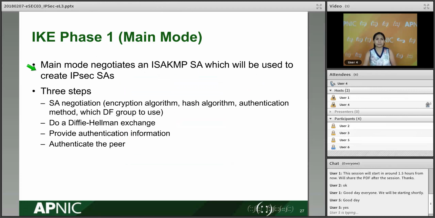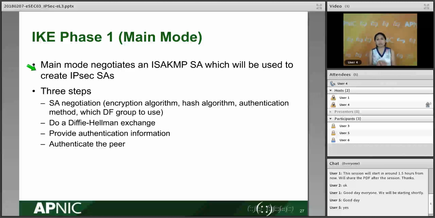All right. Now let's focus a little bit on IKE phase 1, but using main mode. Main mode negotiates the SA to create the IPsec security associations, and it is done using 3 steps. So they're actually exchanging 6 packets or 6 messages to each other. Each step requires backwards and forwards, so 2 messages per each step.